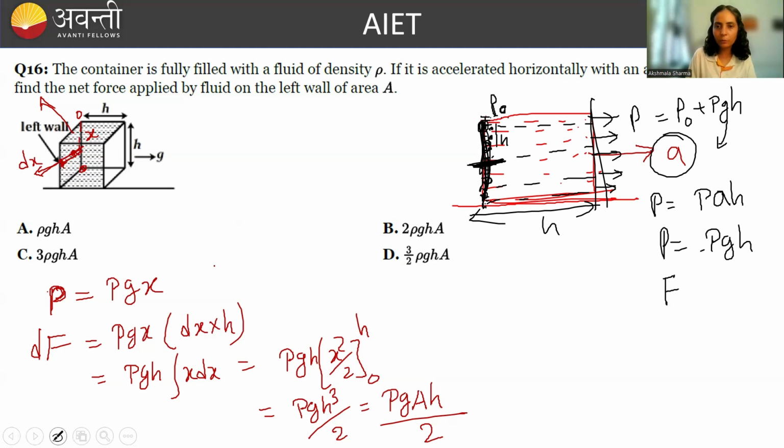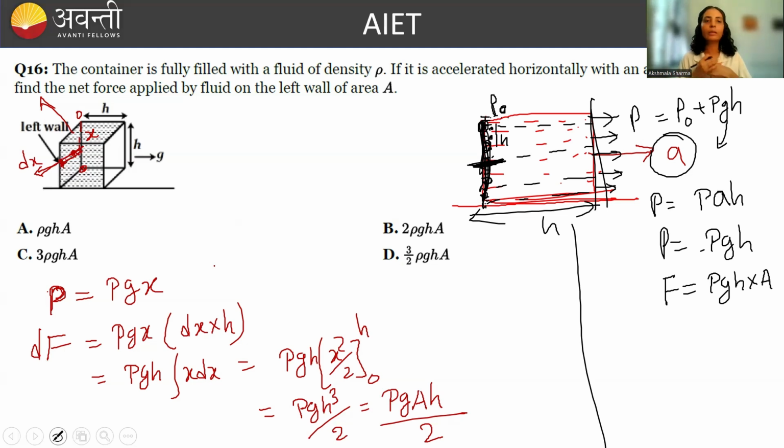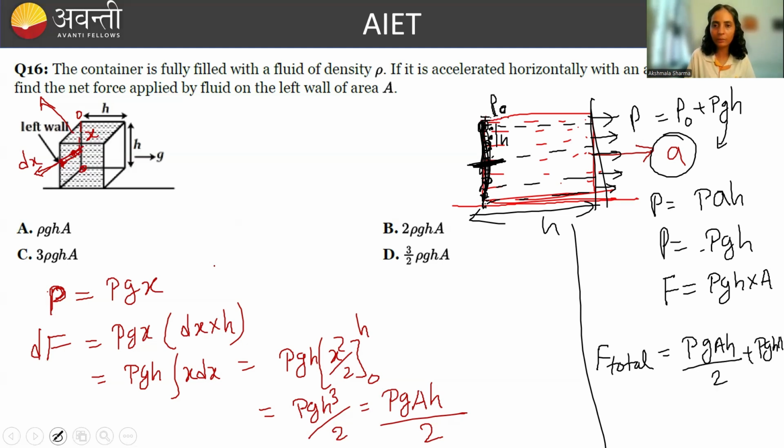Constant pressure. So the force on the left wall because of this acceleration will be equal to rho g h into area. Now what will be the total force acting on the left wall? It will be because of two pressures arising here: one because of acceleration due to gravity, and another because of the container acceleration. So the total force F total will be equal to rho g A h by 2 plus rho g A h, which is equal to 3 rho g A h by 2. So the correct answer will be B. I hope it is clear.